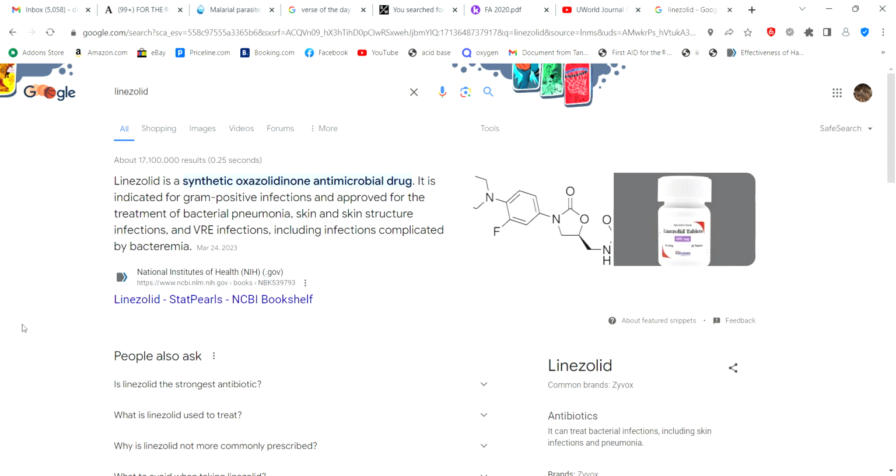So clarithromycin, which is one of the treatments for H. pylori, inhibits CYP3A4, so the statin level will go up. Statins are broken down by CYP3A4. So this patient was on statins.